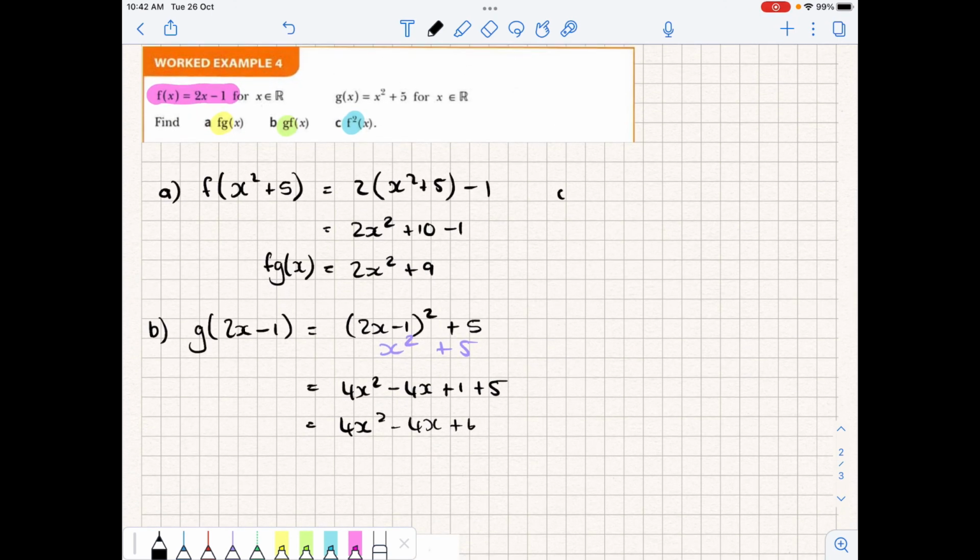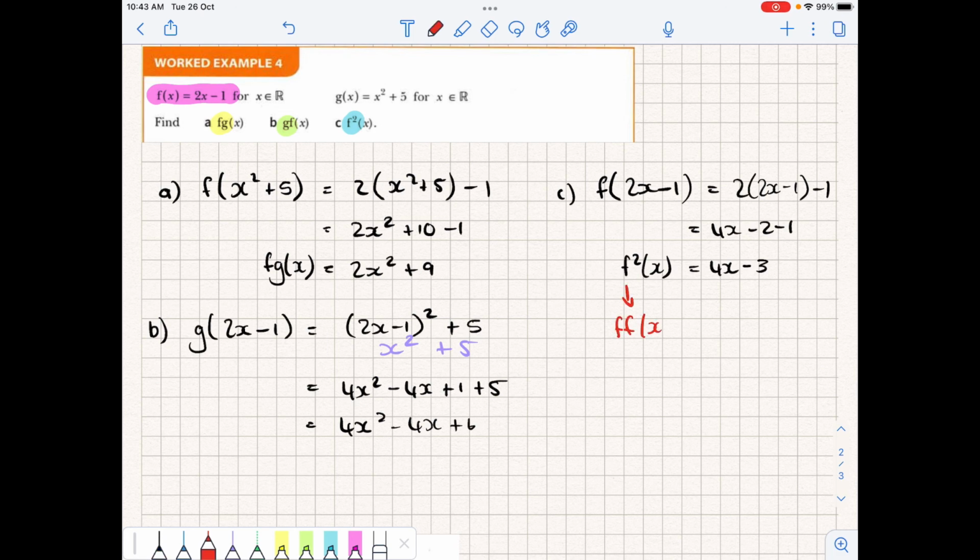We're going to have f squared of x, right? So that just means take f and put it into itself. So we're going to take the function f, and into the function f we're going to put itself, and expand and simplify. There we go. This can also be written as f of x. That's another way that you can see that being written.